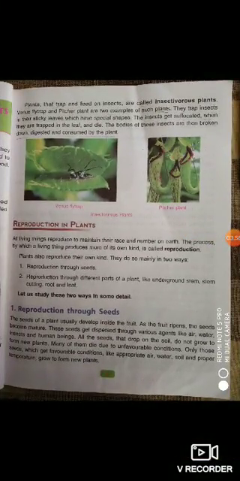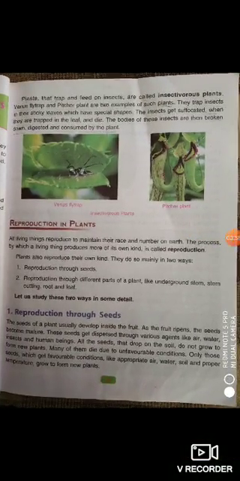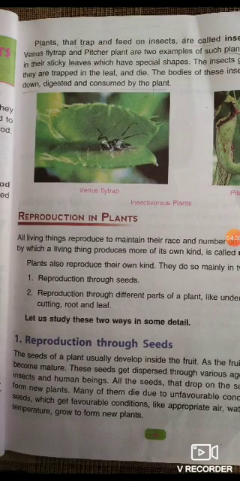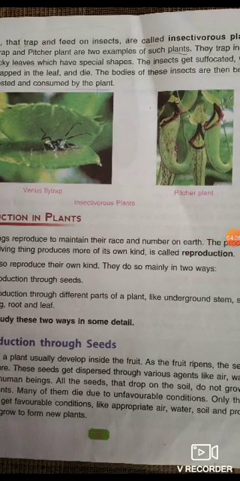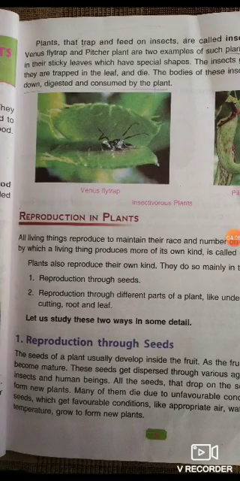Now come to reproduction in plants. Listen, in plants, reproduction takes place in two ways. Number one is reproduction through seeds, and second one is reproduction through different parts of the plant, like underground stem, root, leaf, stem cutting. These are the parts of the plant through which reproduction also takes place.